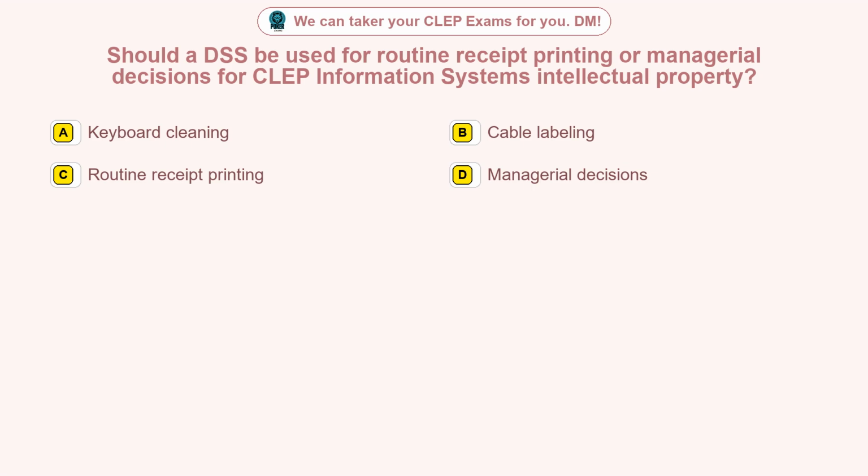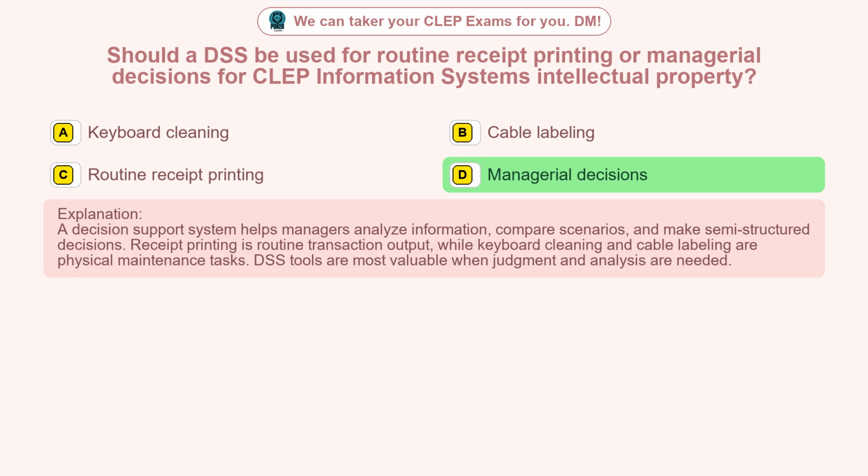Option A. Keyboard cleaning. Option B. Cable labeling. Option C. Routine receipt printing. Option D. Managerial decisions. The correct answer is option D. Managerial decisions. A decision support system helps managers analyze information, compare scenarios, and make semi-structured decisions.